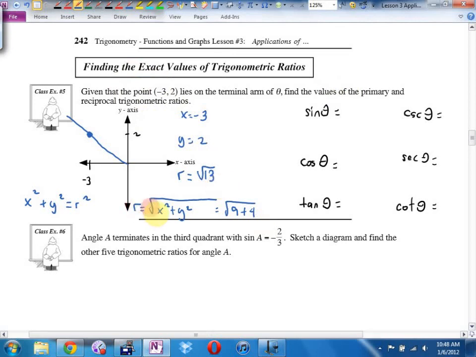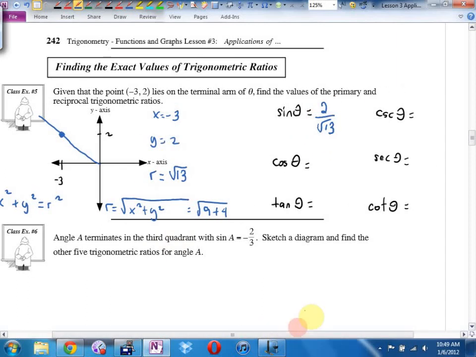All right. Do I know X? Do I know Y? Check. Do I know R? Check. Well then, sine is what over what? More specific in this case, sine is what over what? And cosecant will be root 13 over 2. Cosine is what over what? X over R. In this case, negative 3 over root 13. And secant will be root 13 over 3.